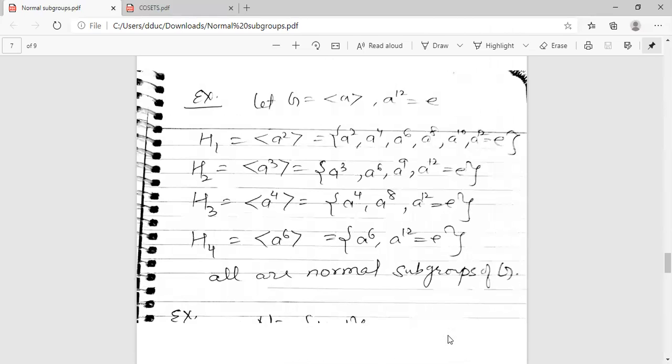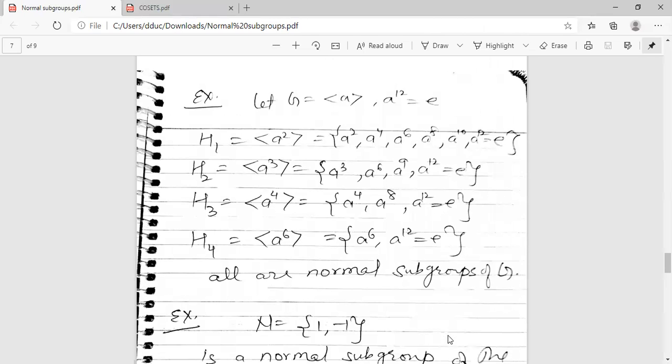Now here we have given another example. If you have a cyclic group G generated by a and it is of order 12, so a to the power 12 is identity, then we have found the normal subgroups of G. So this H1 is the subgroup which is generated by a square. So it will be a square, a to the power 4, a to the power 6, a to the power 8, a to the power 10, a to the power 12 will be equal to identity. So these will be the elements of H1.